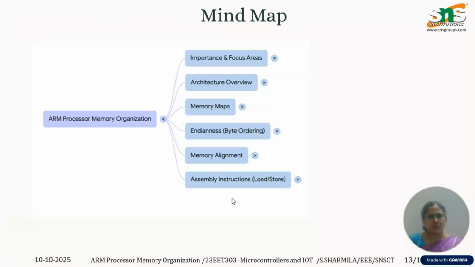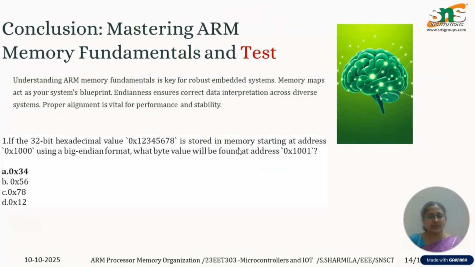To bring it all together, this mind map shows how memory architecture, memory maps, endianness, and alignment are interconnected concepts that form the complete picture of ARM memory organization. Now let's move on to the conclusion. Mastering ARM memory fundamentals is key to building robust embedded systems. Memory maps are the blueprint, endianness ensures correct data interpretation, and proper alignment is vital for performance and stability.